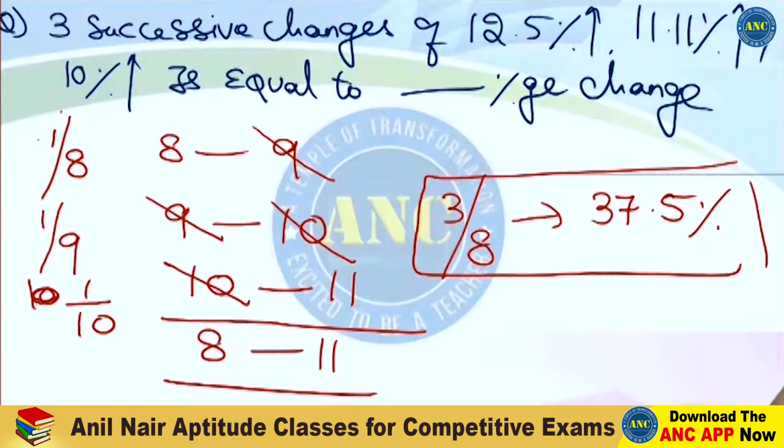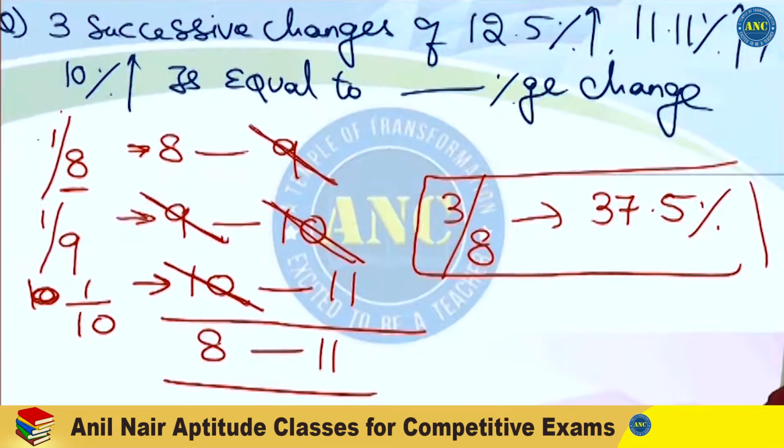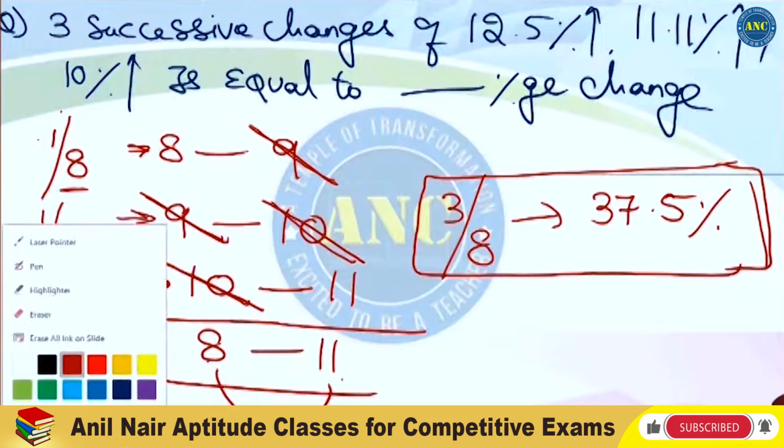So, suppose there is an initial value of the population. First year increase is 12.5, second year increase is 11.11, third year increase is 10. Overall, what is the increase? 12.5 is 1 by 8. 8 increases to 9. 9 increases to 10. 10 increases to 11. 10 and 10 cancel. 9 and 9 cancel. 8 becomes 11. There is an increase of 3 on 8. Answer is nothing but 37.5%. Next one.